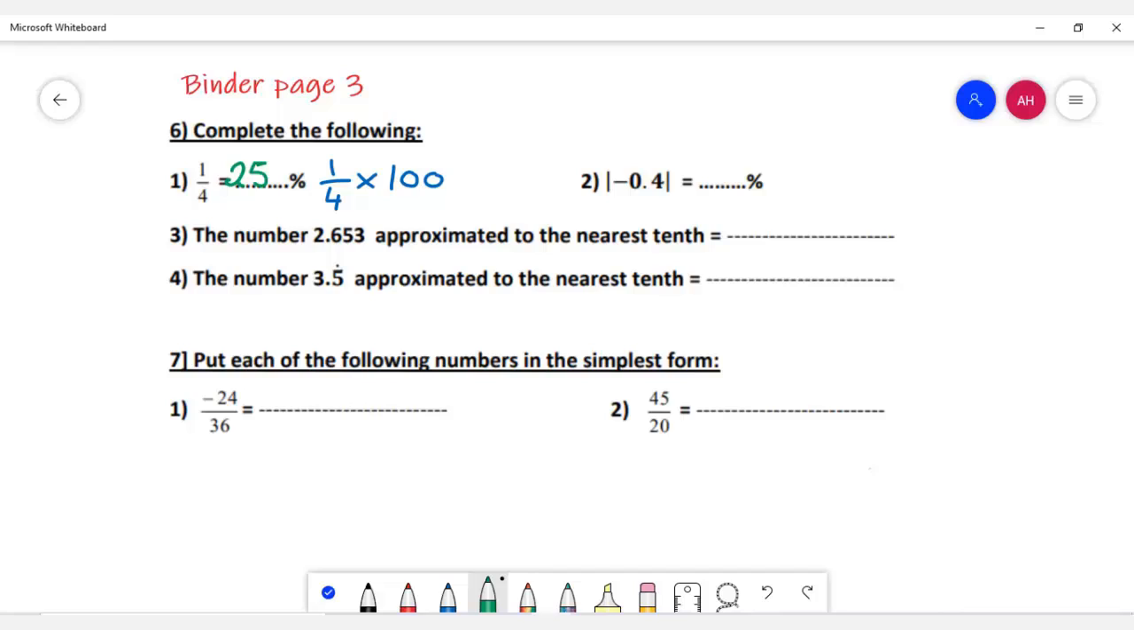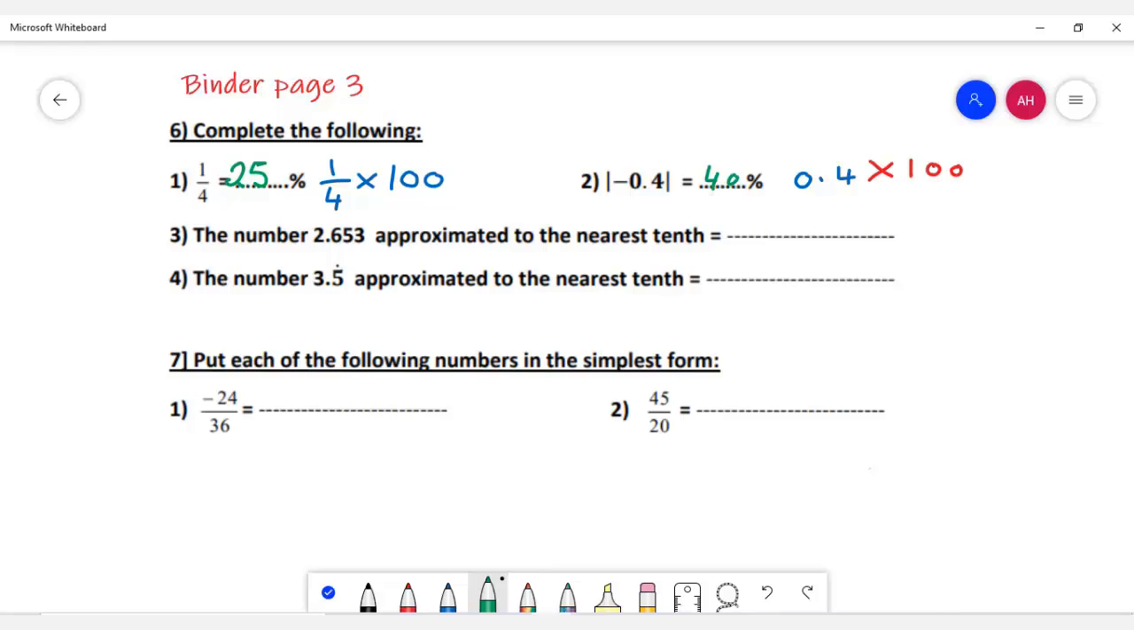Let's go for number 2. Number 2 is the absolute value of negative 0.4. We said that an absolute value for a negative number is the same number but without the negative sign, a positive number. And to change a decimal to percentage, we just go and multiply by 100. Absolute value of negative 0.4 is equal to 40%.